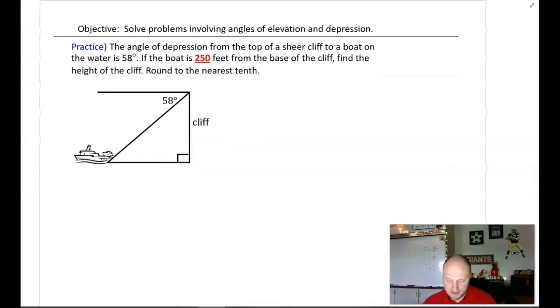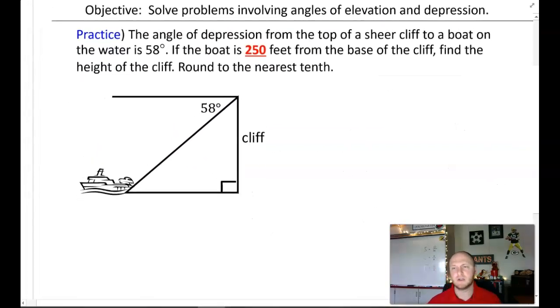All right, here is a practice problem. Please pause the video and give this one a go. All right, hopefully you paused it. Here they tell you the angle of depression from the top of a sheer cliff to a boat in the water is 58 degrees. When they give you this, they're really telling you that this angle is 58 degrees. Then they say, if the boat is 250 feet from the base of the cliff, find the height of the cliff. So that's this side, x.